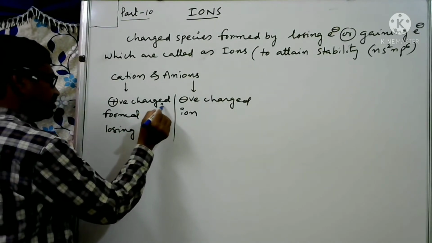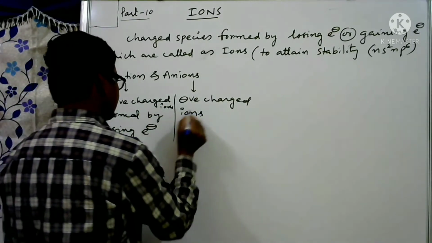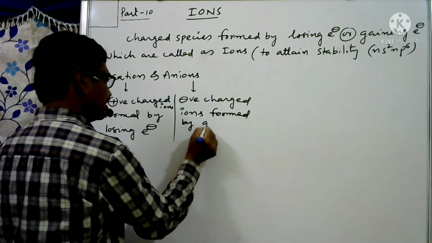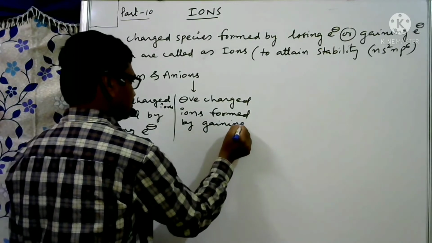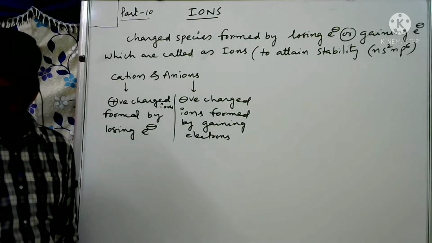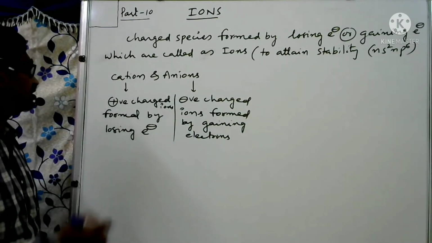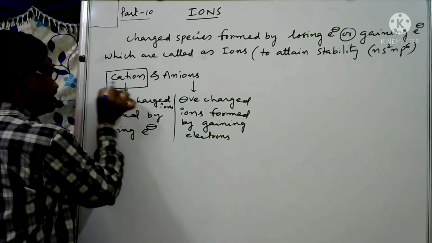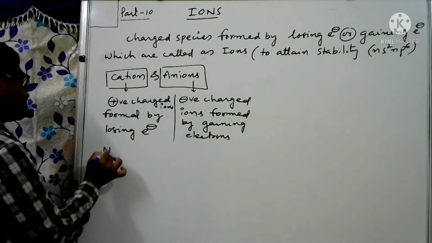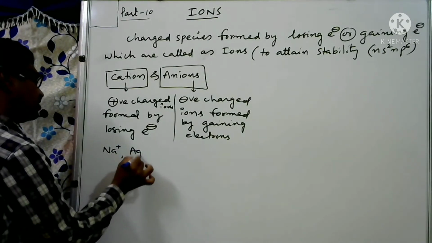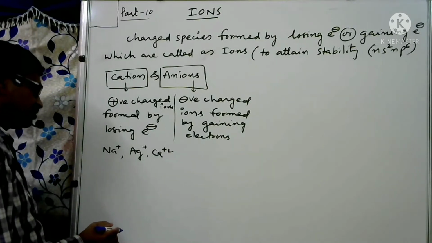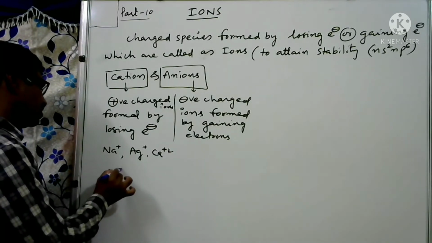Here write: ions formed by gaining electrons. Here we have different examples. For cations, examples may be Na+ ion, Ag+ ion or Ca+2 ion. Different ions are present, so simply I am writing M+ ion.